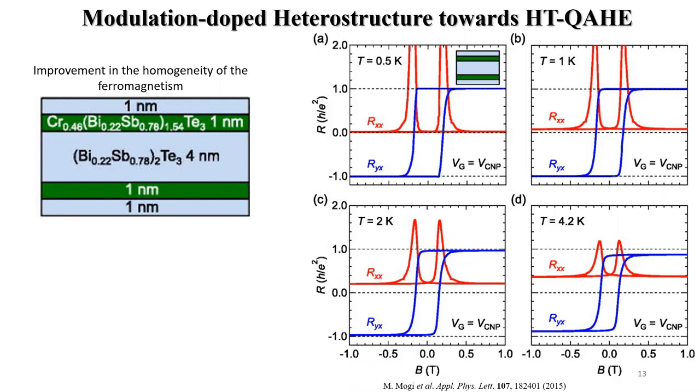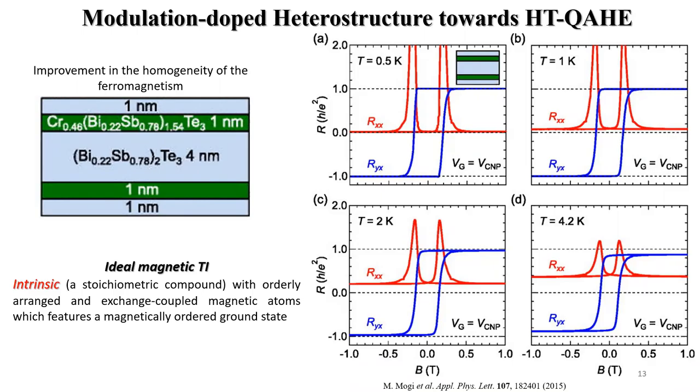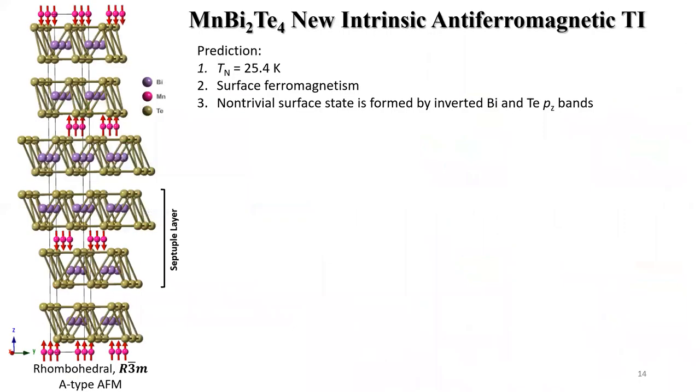So in order to have the quantum anomalous Hall effect at high temperature, one route is to have the ideal magnetic topological insulator, where the magnetization is intrinsic. This means that you have a stoichiometric compound with ordered, arranged magnetic atoms. This is quite different from doping. The first intrinsic antiferromagnetic topological insulator is manganese bismuth telluride in the 1-2-4 composition. This is the predicted crystal structure. It crystallizes in the rhombohedral structure with the space group R-3m, space group 166.